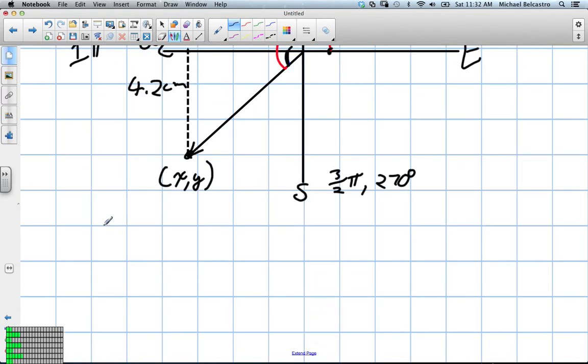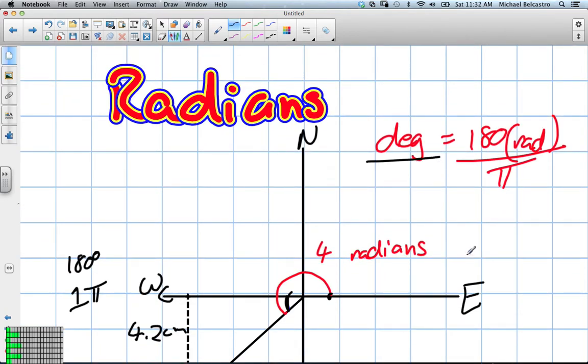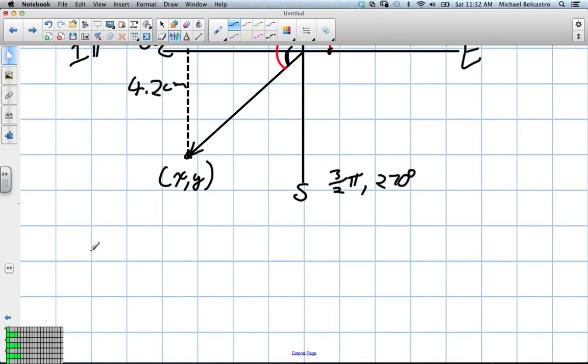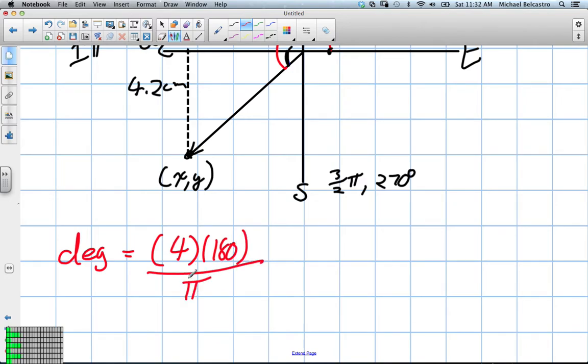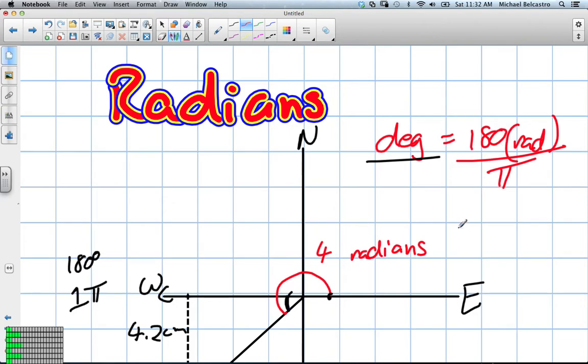We know that it's 4 radians, and this is how to convert our radian answer to degrees. If we want to figure it out in degrees, degrees is equal to the radians times 180 divided by pi. So 4 times 180 divided by pi. And what did you get when you did this? 229 degrees. That makes sense, right? We're dividing by pi here.